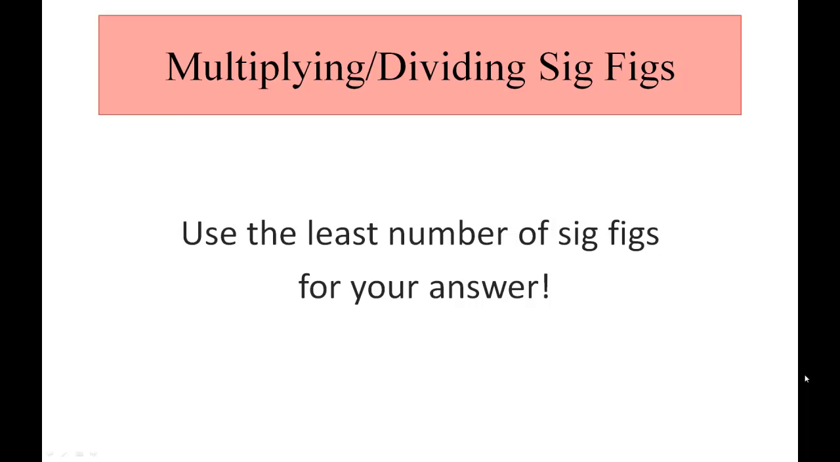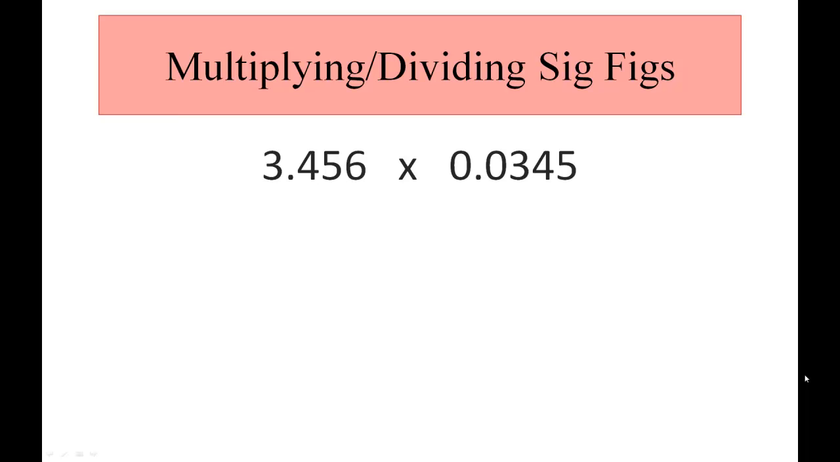Let's do some examples. This first example, we have 3.456 times 0.0345. Now let's look at the number of sig figs in each one of these numbers. 3.456, all four of them are significant. In 0.0345, those first two zeros are not significant. Only the 3, the 4, and the 5 are, giving it 3 sig figs. So we have 4 sig figs, we have 3 sig figs.